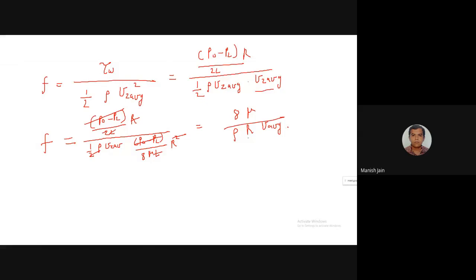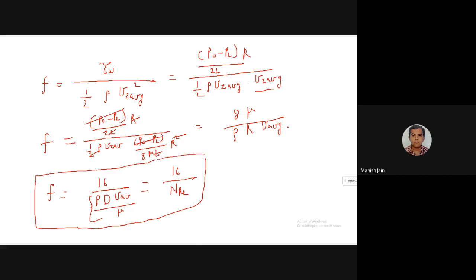Now you can convert R into the diameter D. So the friction factor equals 16 by rho D V average divided by mu. So this quantity becomes the Reynolds number. You will get 16 by N Reynolds number. So this is the value of the friction factor for laminar flow. That is the simple friction factor. There is one more term called the Fanning friction factor. There is a small difference between the simple friction factor and the Fanning friction factor.